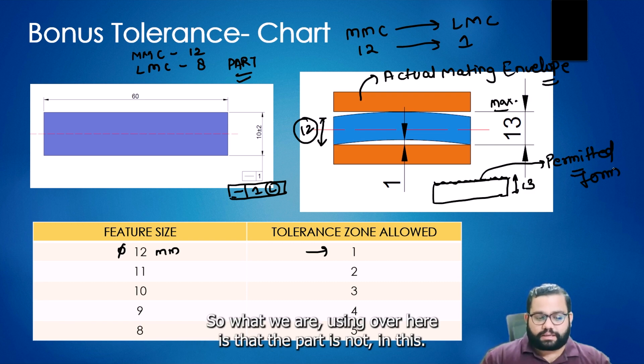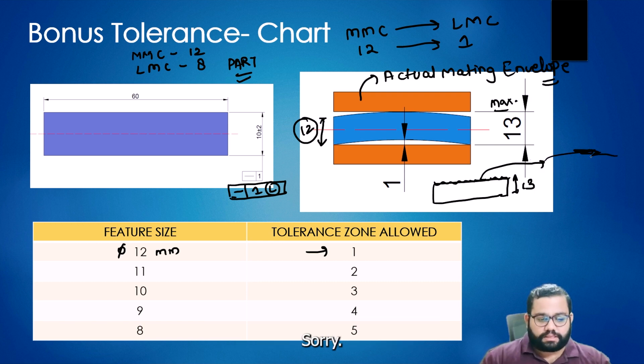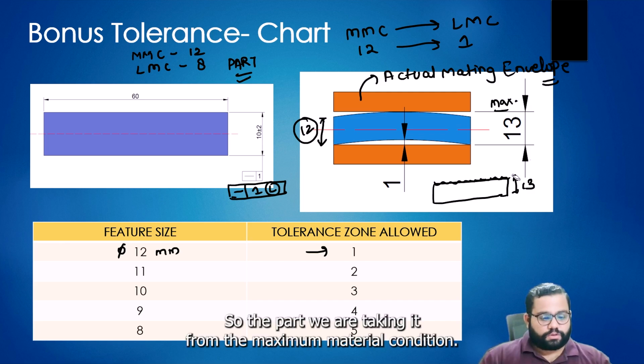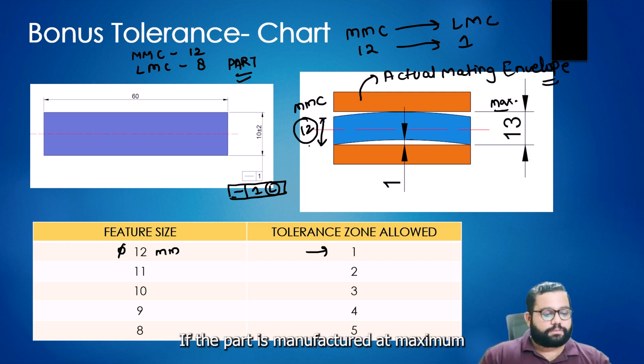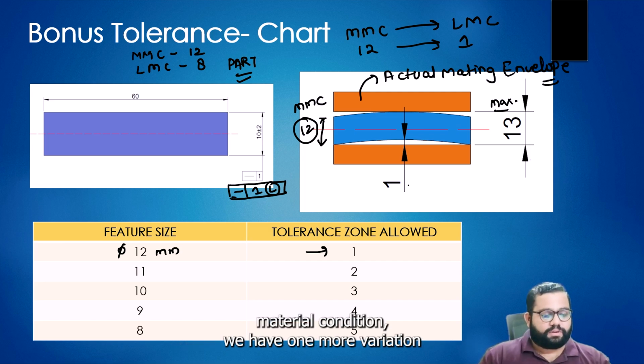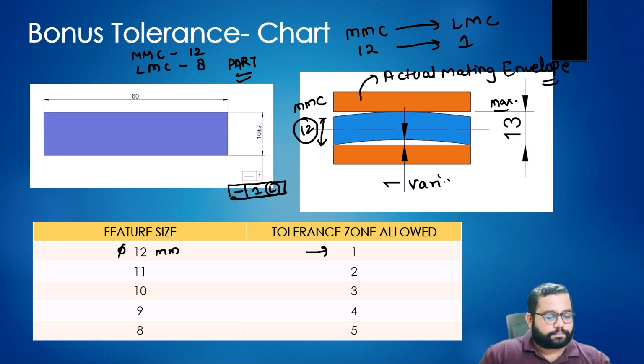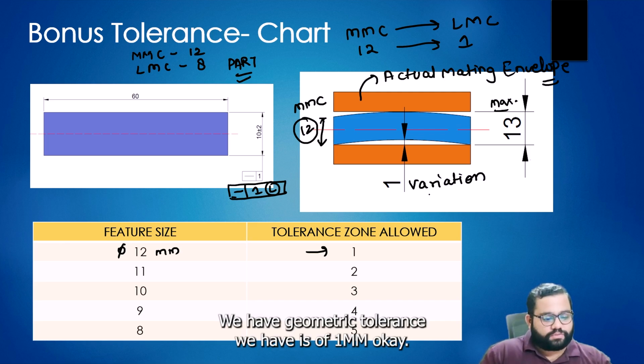So what we are using over here is that the part is not in this, sorry. The part we are taking from the maximum material condition. So this is the maximum material condition. If the part is manufactured at maximum material condition, we have 1 mm of variation or tolerance. The geometric tolerance we have is 1 mm.